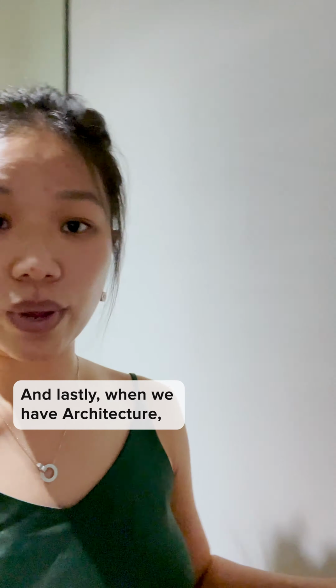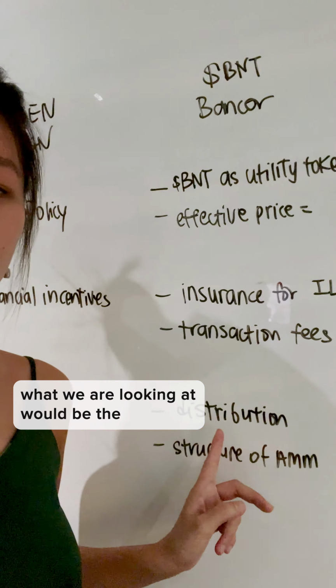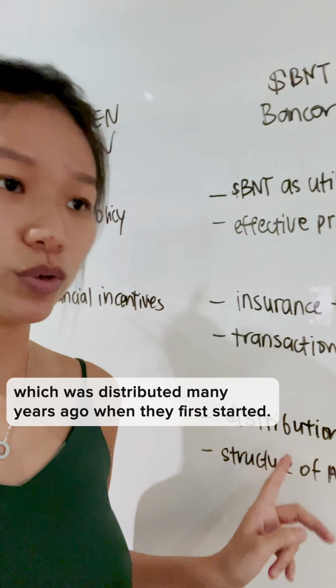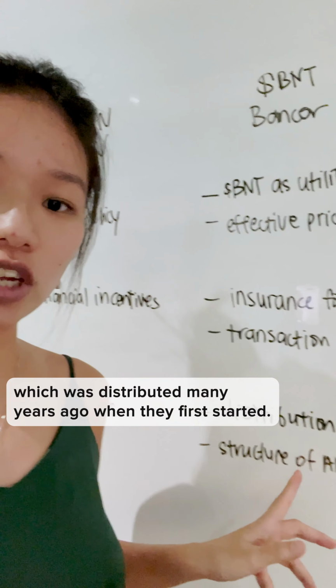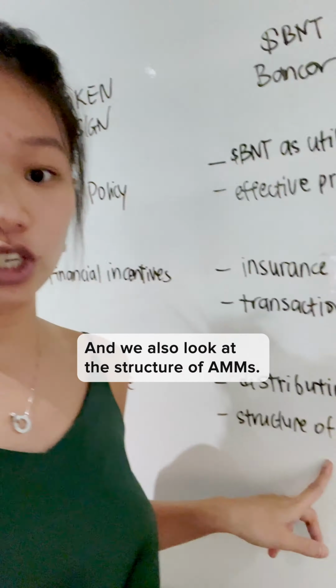And lastly, when we have architecture, what we look at in architecture will be the distribution of the tokens, which was distributed many years ago when they first started. And we also look at the structure of AMMs.